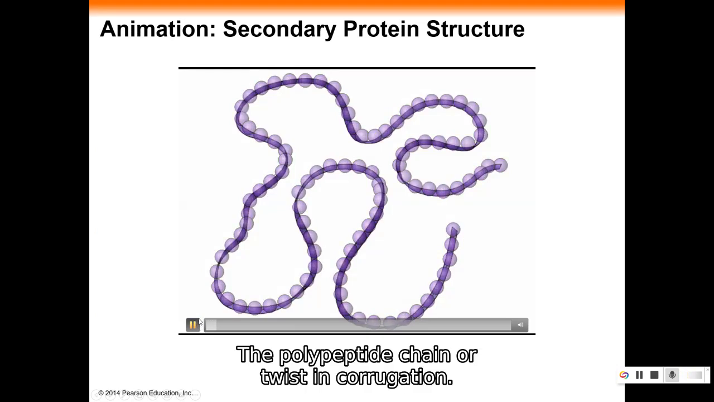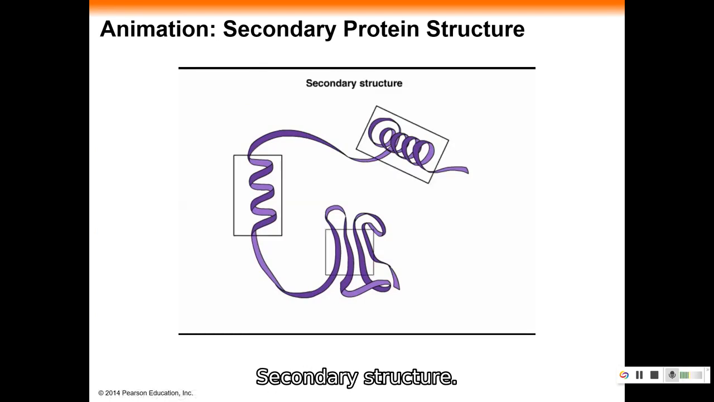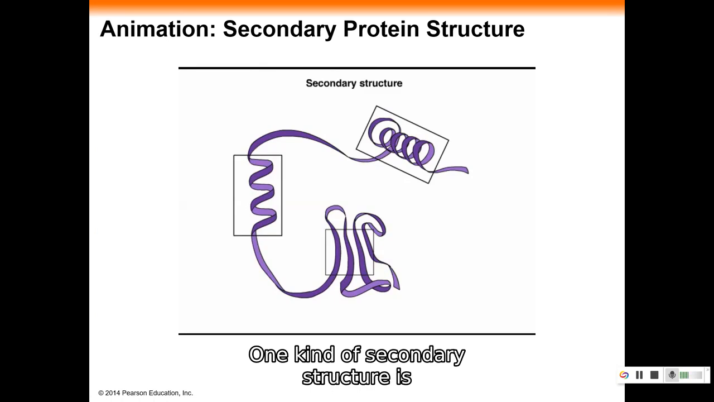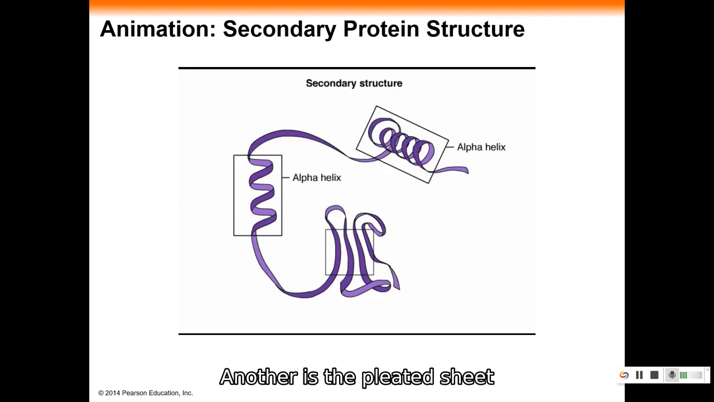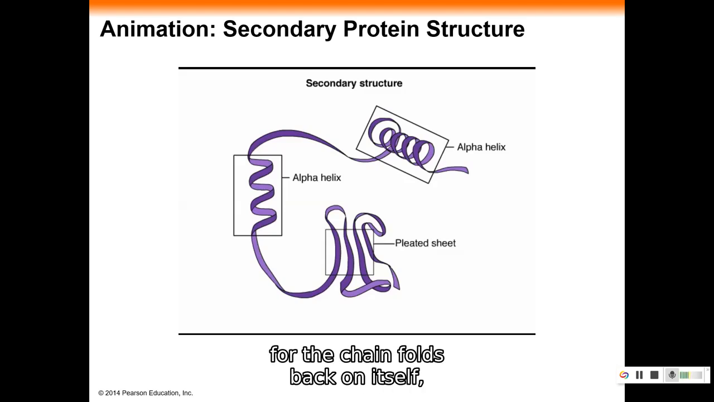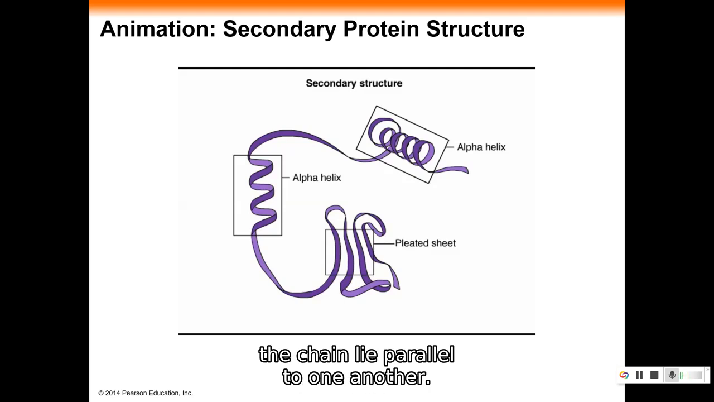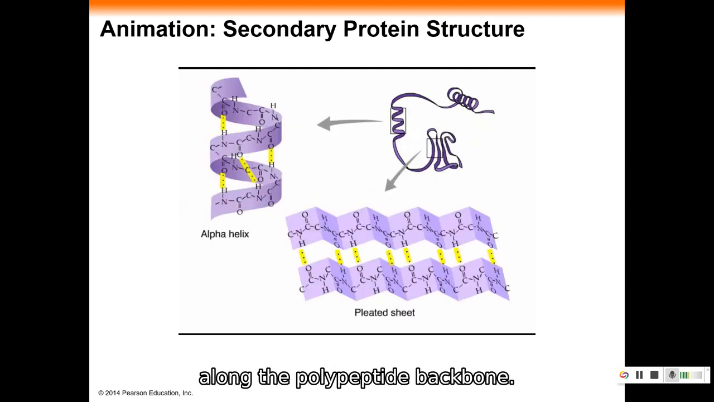In most proteins, parts of the polypeptide chain are coiled or folded, forming twists and corrugations. This is secondary structure. The turns and folds of secondary structure contribute to the protein's overall shape. One kind of secondary structure is the alpha helix, where the chain twists. Another is the pleated sheet, where the chain folds back on itself, or where two regions of the chain lie parallel to one another. Secondary structure results from hydrogen bonding between atoms along the polypeptide backbone.